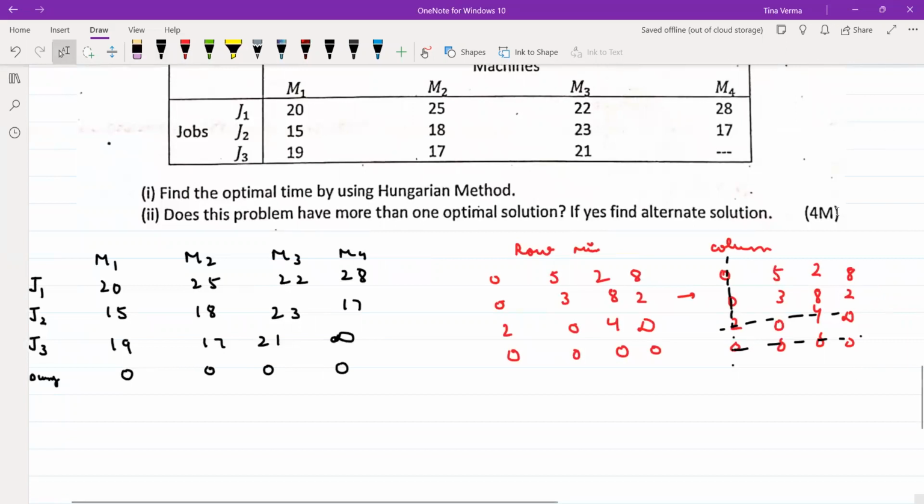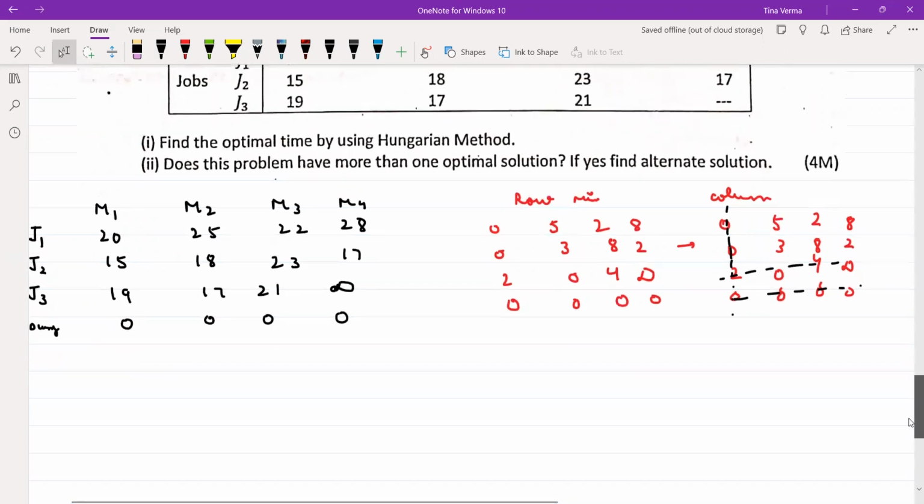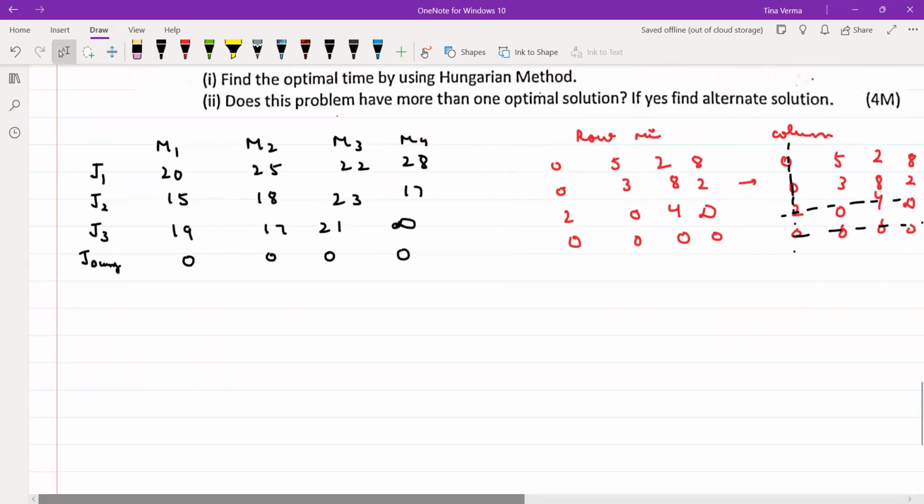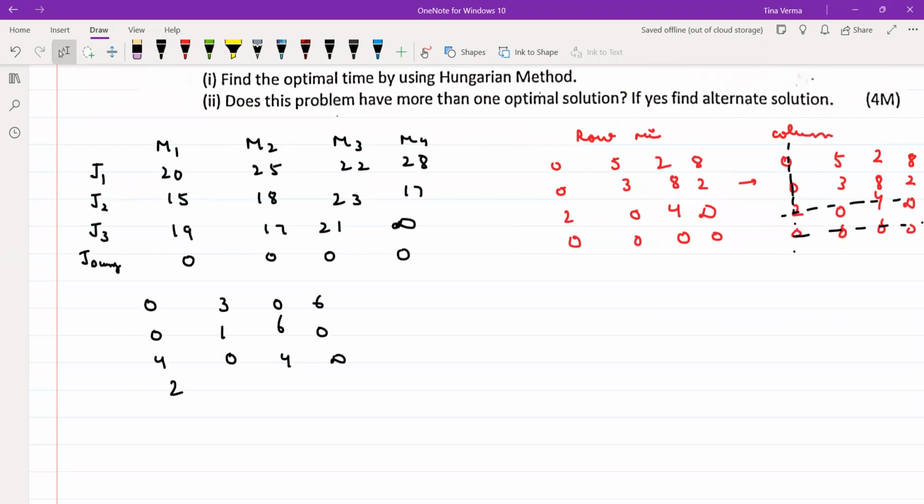These are the lines. The 3 lines I have drawn, but the order of the matrix is 4. That means they are not equal. So I have to subtract the minimum element from the uncovered elements. So this matrix will become: this is 0, 3, 0, 6, and this you have 0, 1, 6. This you have again 0, 4, 0, 4, infinity. This you have 2, 0, 0, 0.